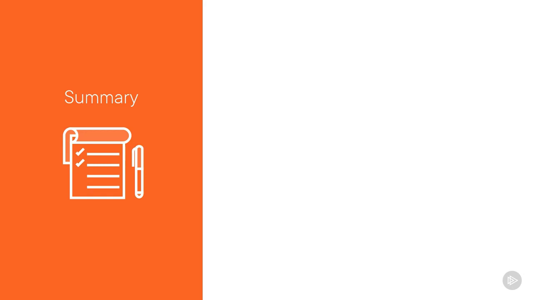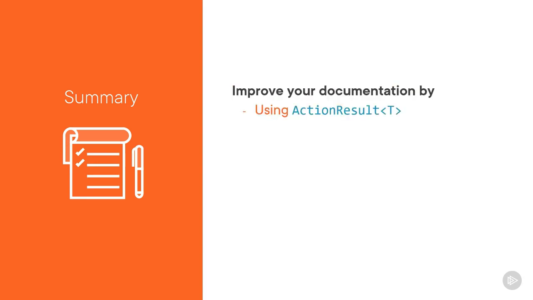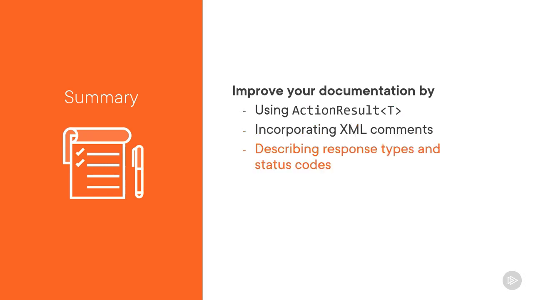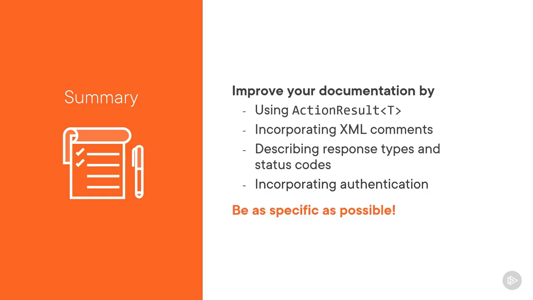We learned how to improve the default documentation. We learned that data annotations are taken into account. We learned how to incorporate XML comments and how to improve the documentation with information regarding the return status codes and authentication. The more specific you can be, the better. After all, this documentation is the first thing people who want to integrate with your API will see.